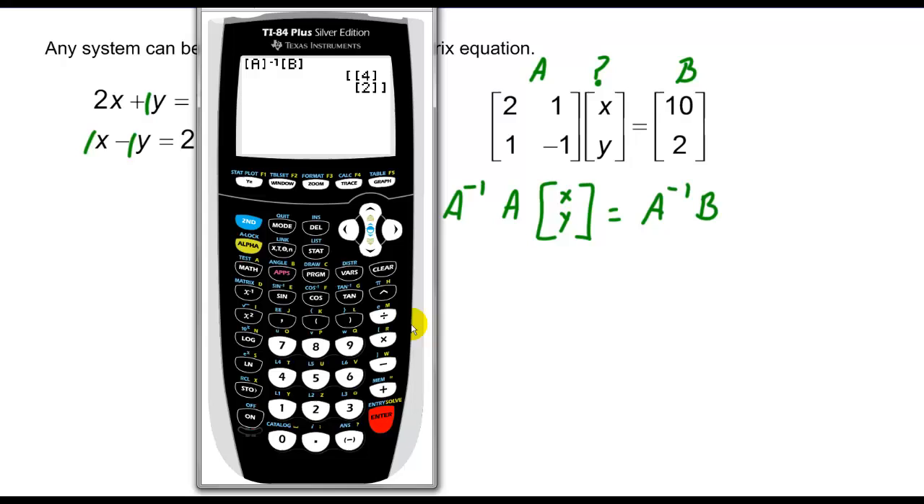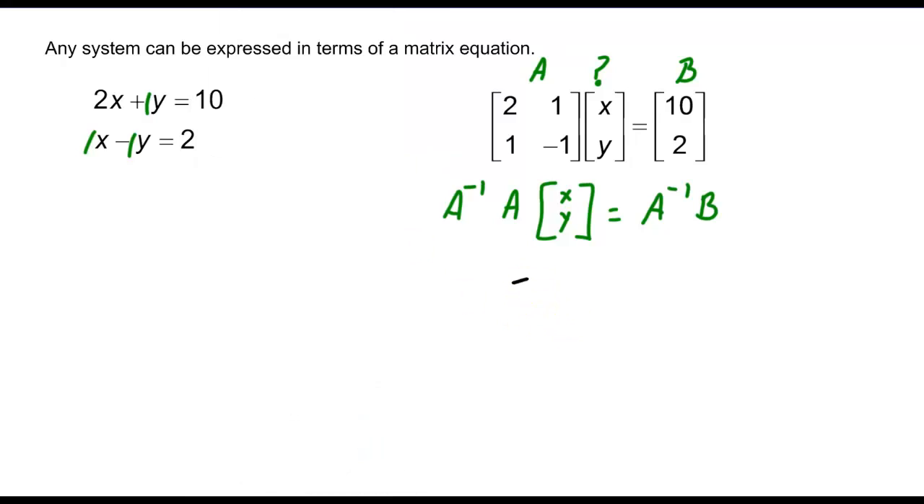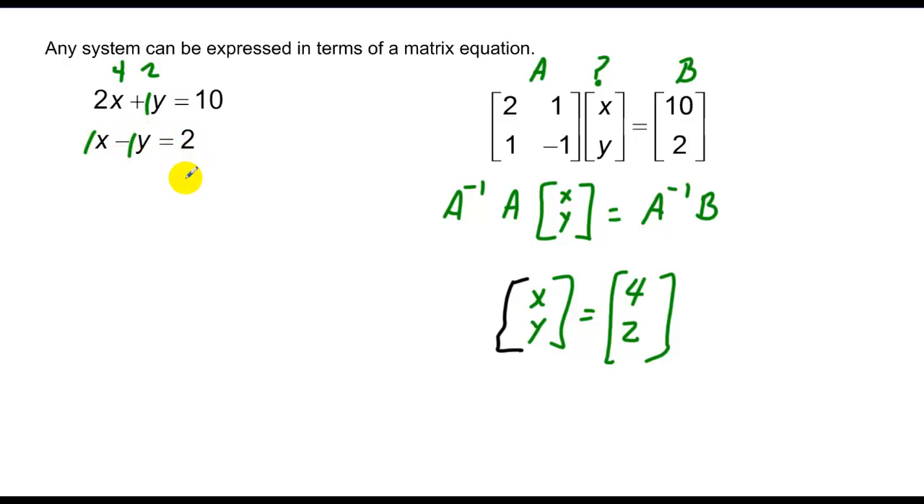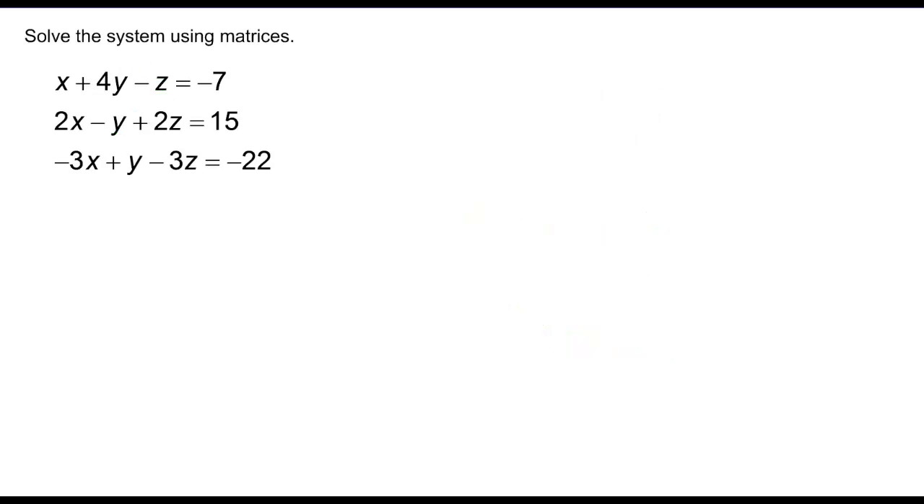I have a value of 4 and 2. That 4 and 2 represent the XY matrix. So for this system, X is equal to 4, Y is equal to 2. Plug it in to check. This is 4 and 2 here. There's 8 and 2 is 10. And 4 minus 2 is 2. Checks.